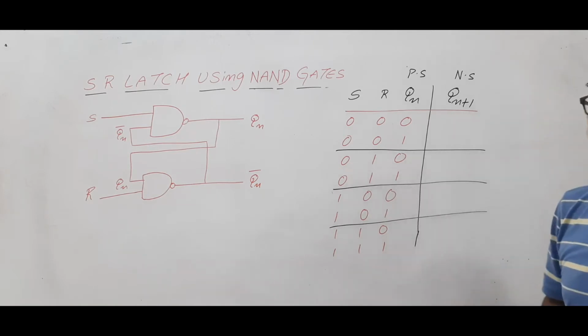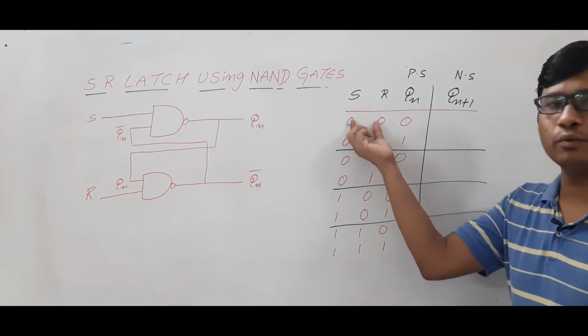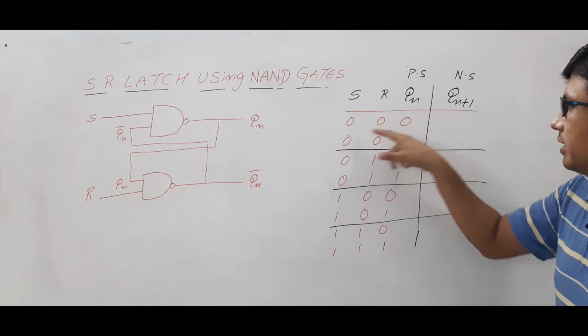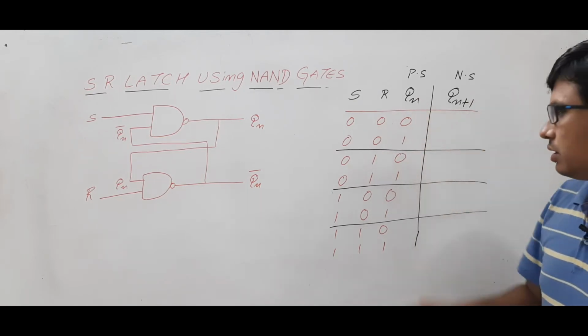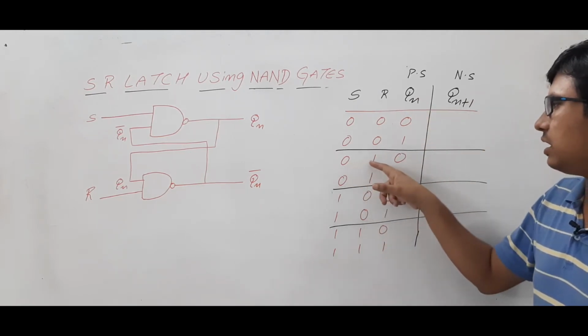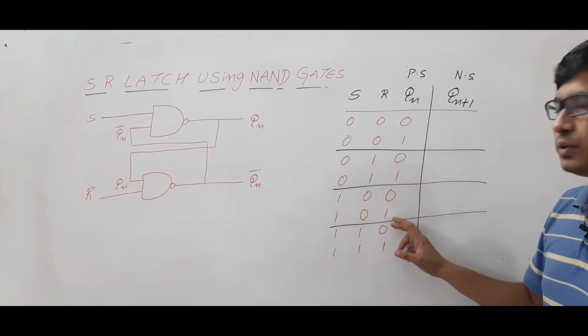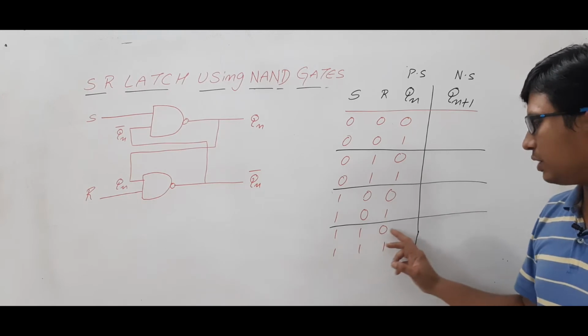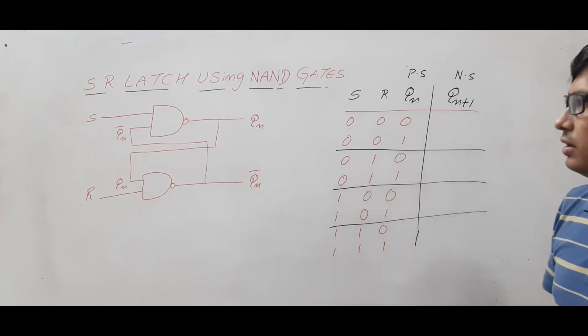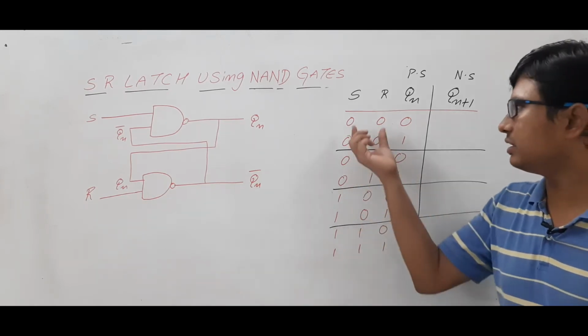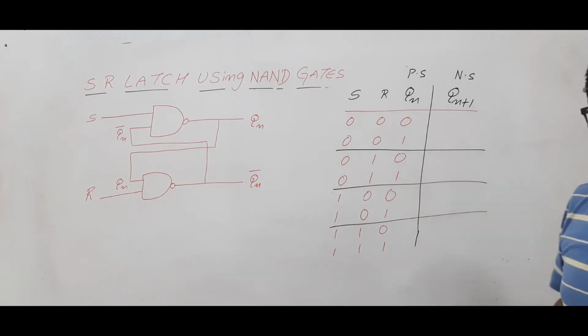Now if you look at each combination, S and R values are 0, 0 and Qn is varying 0 or 1. Similarly, S, R is 0, 1 and Qn is varying 0 or 1; 1, 0, Qn is varying 0 or 1; 1, 1, Qn is varying 0 or 1. Now we will take each case and find what will be the next state.